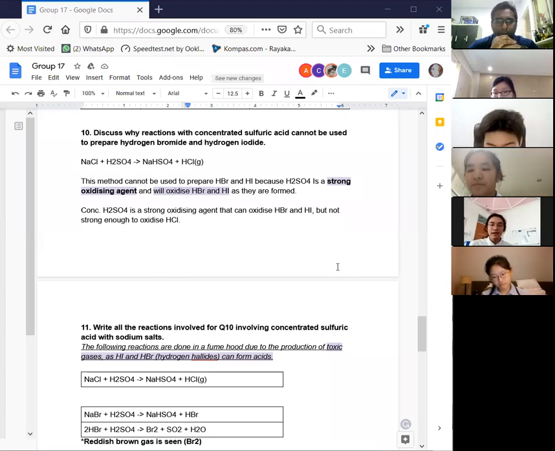H2SO4 has its limits. It may be a strong oxidizing agent, but it's not strong enough to oxidize HCl. So let's talk about those reactions.